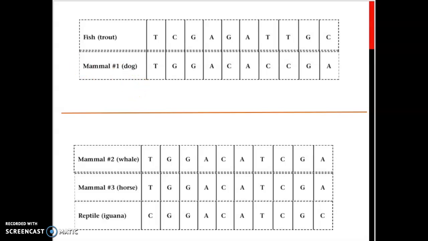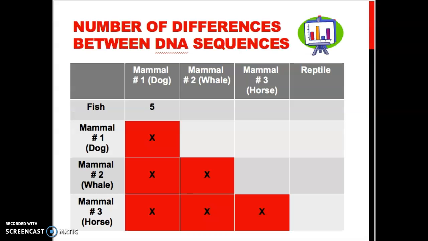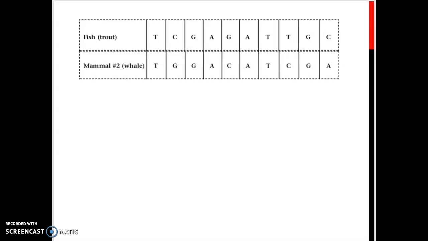So if you go back and look at your chart that you did, see how I had the 5 here? That's because between the fish and the dog, there are 5 differences. Okay? So guess what we're going to look at next? We're going to look at the fish and the whale. So take a second and see if you can count those up by yourself. Pause the video and count how many differences the trout and the whale have.